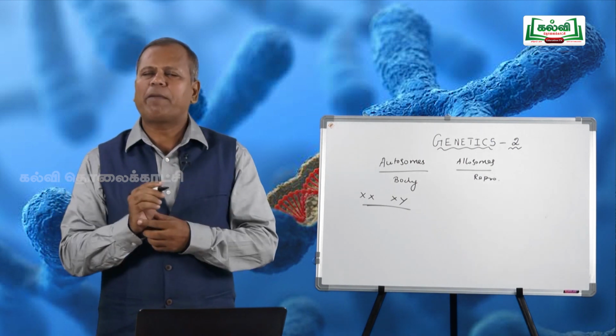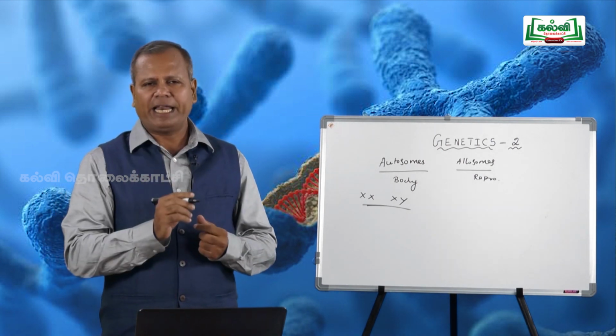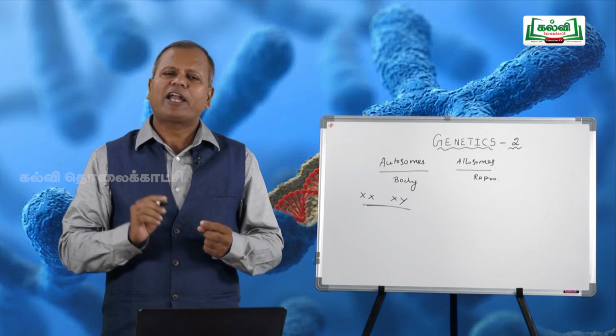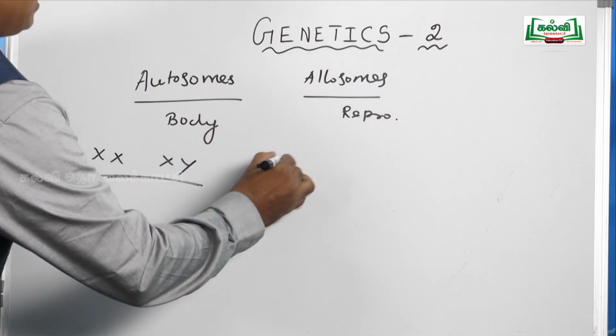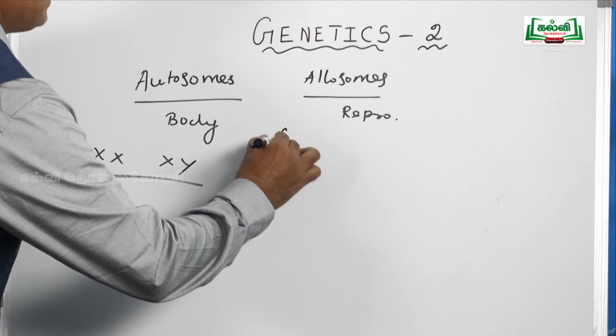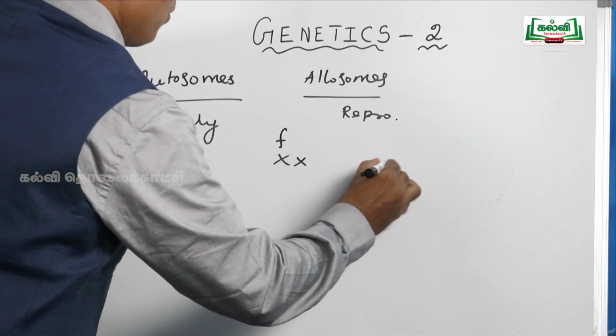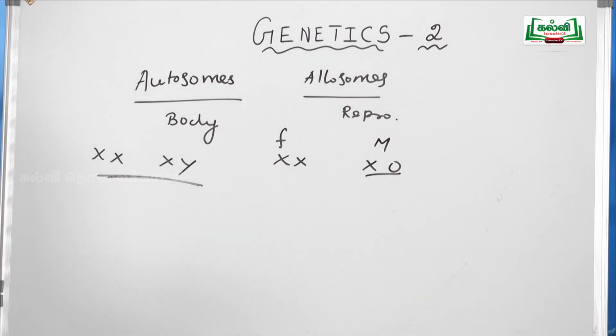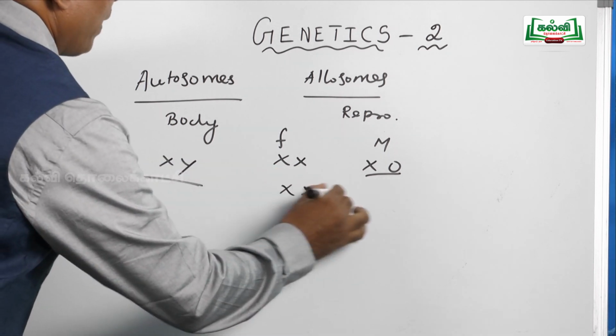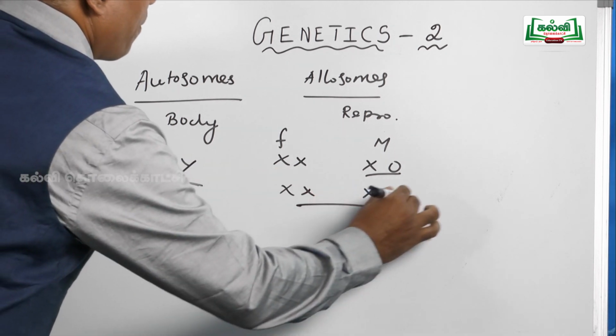XX, XO type of sex determination is reported in bugs and insects like cockroach and grasshoppers. Here, XX, similar sex chromosomes, are present in female and XO, different types of sex chromosomes, are present in male. So, XX, XO type of sex determination is reported in bugs. Then second is XX, XY type of sex determination. XX, XY type of sex determination is reported in man.